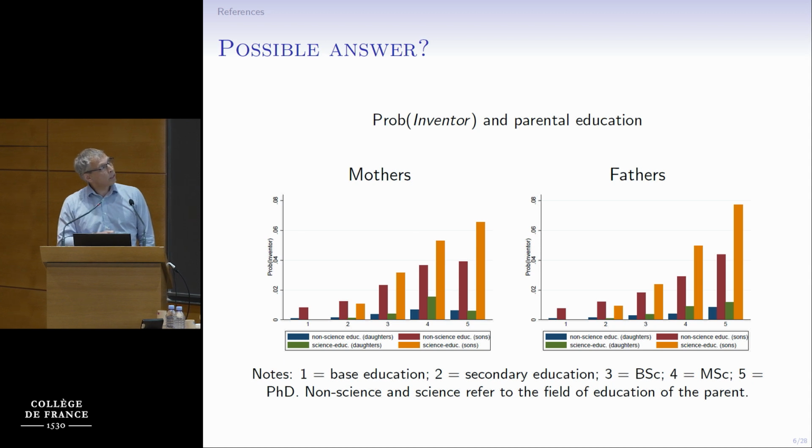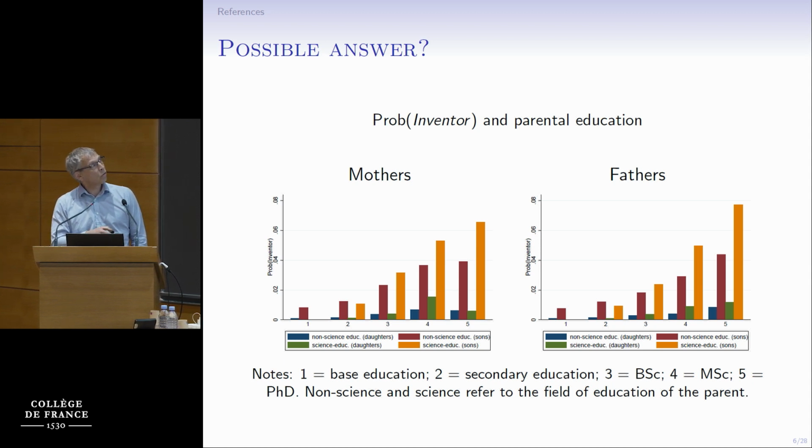You can see a similar increase for daughters. It's harder to see because the absolute levels are smaller. You can see it also for paternal education. The one outlier is that mothers with a PhD have daughters with a lower likelihood of becoming inventors than mothers with a master's degree. You should remember, though, that we have very few mothers with a PhD.